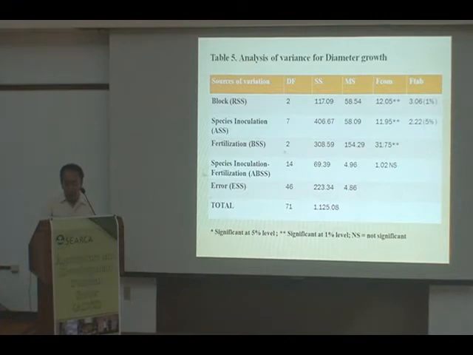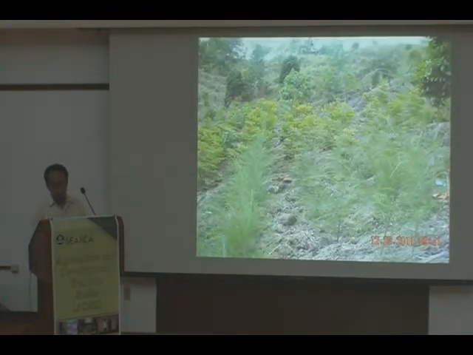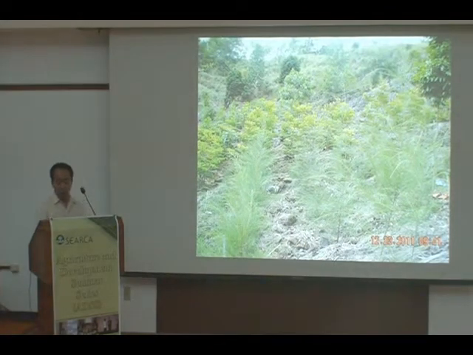Then for the analysis of variance of diameter growth, it was found out again that the species, inoculation, and fertilization have something to do with the diameter growth of the tree species. Okay, actually, this is now the picture of the agoho plantation that I have in my site. This is the one-year-old bohol.